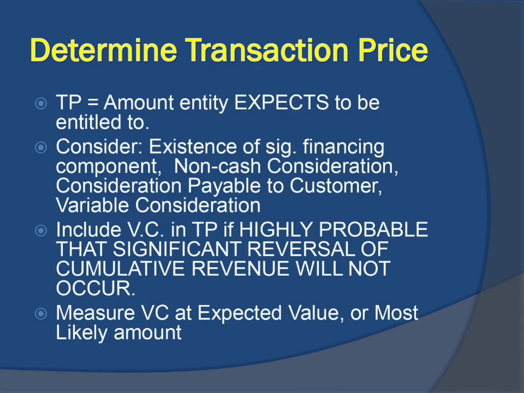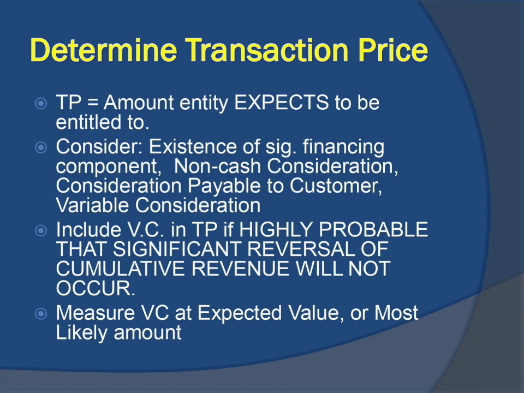So now we proceed to the third step, which is to determine the transaction price. The transaction price is the amount to which the entity expects to be entitled. In determining the transaction price, we have to consider the effects of the existence of a significant financing component, non-cash consideration, consideration payable to the customer, and variable consideration. A variable consideration can be included in the transaction price if it is highly probable that a significant reversal of the cumulative revenue will not occur.